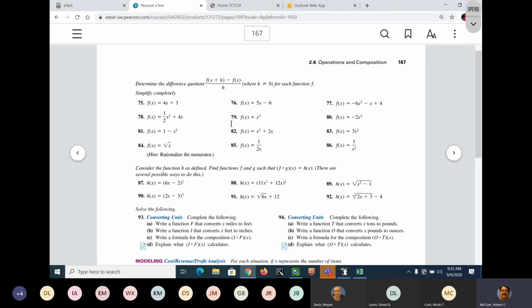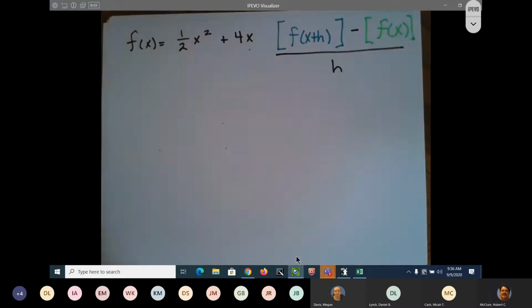So f of x plus h, or make change, minus f of x, all over h. I'm writing this down. I'm going to show it to you in just a second. Okay. So get to it. I'm going to give you 2 minutes to start on it. I'm not saying you're going to finish it.